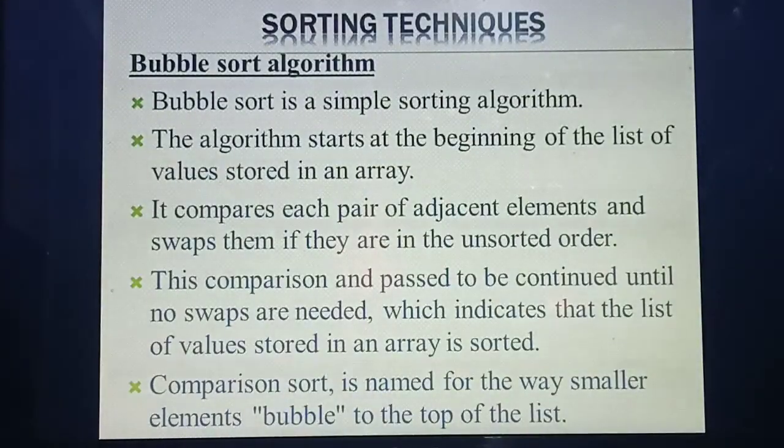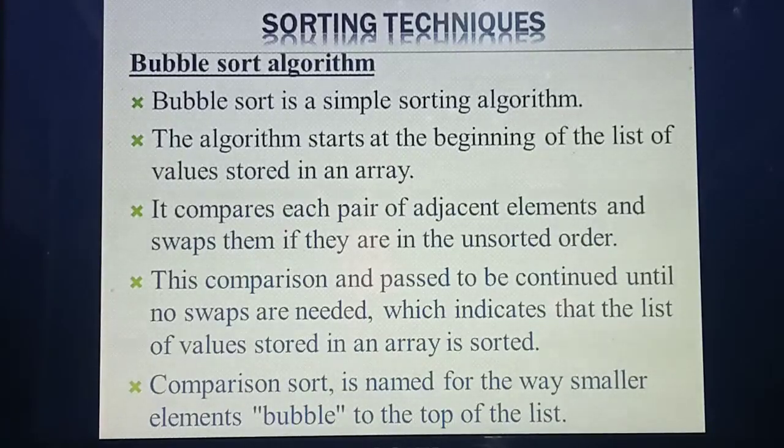Today onwards we are going to study sorting techniques. What is the difference between searching and sorting? Searching means you are going to find something among the values. Sorting means some values are already there, and you are going to arrange them in a particular order, either ascending or descending. In one order, you arrange the elements. That is called sorting techniques. Today the next important algorithm is the bubble sort algorithm.